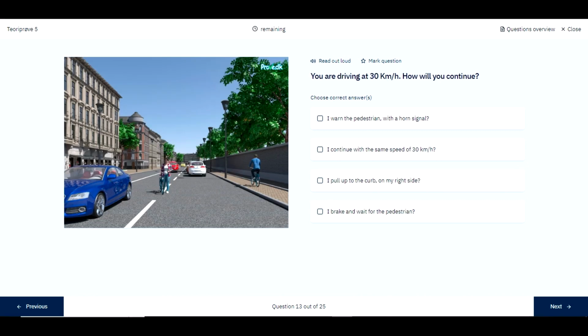In the introduction to an image, you will be told what to do. The introduction to this image could read, you are driving at 30 km per hour. How will you continue? I warn the pedestrian with a horn signal. I continue with the same speed of 30 km per hour. I pull up to the curb on my right side. I brake and wait for the pedestrian.